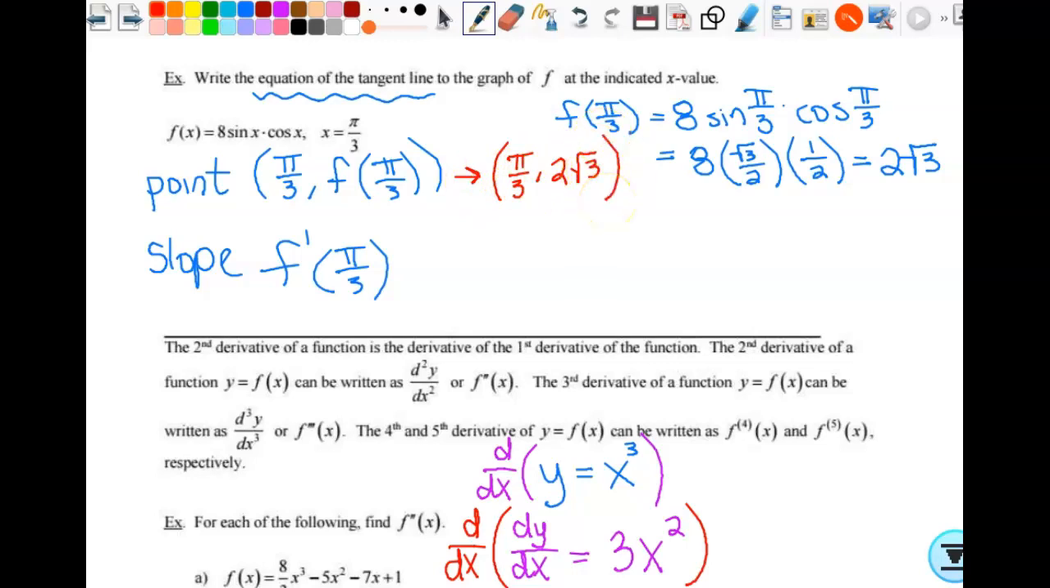All right, now we need a derivative. So we've got 8 sine x times cosine x. We have to use product rule. So I would go ahead and just look at 8 sine x as our first function and cosine x as our second function. All right, what's product rule? Okay, so derivative of the first. What is the derivative of 8 sine x? 8 cosine x.